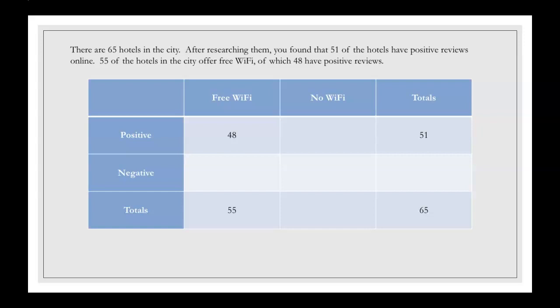Now, we have enough to start filling in the rest of the chart. No Wi-Fi, that's going to be 10. Since there's a total of 65 hotels, 55 of them offer free Wi-Fi. So that means the other 10 don't. Right? So we put that 10 there. Negative reviews, we get 14. There's a total of 65 hotels. 51 of them have positive reviews, which leaves 14 hotels to have negative reviews.